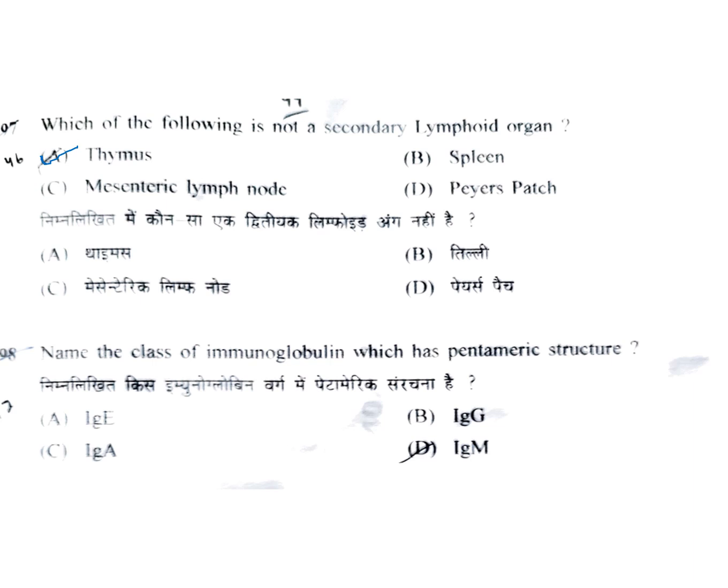Name the class of immunoglobulin which has a pentameric structure. I think this is very easy. IgM acts as a pentameric structure. IgA exists as a dimer. All others exist as monomers.